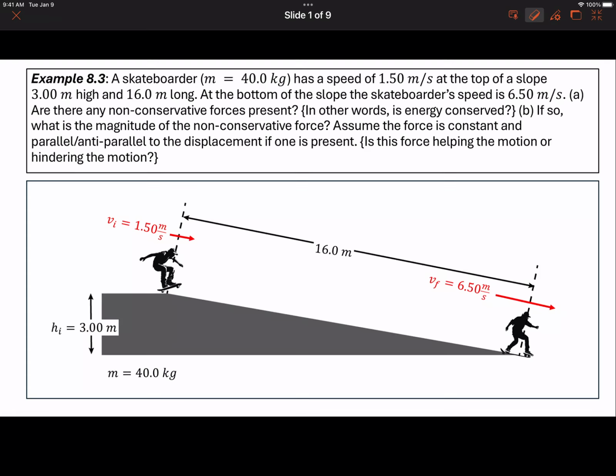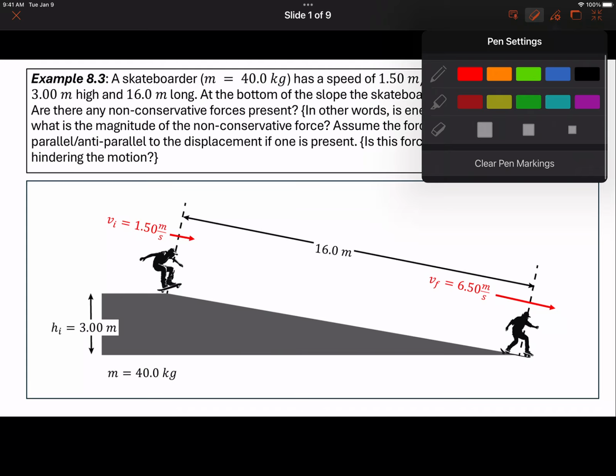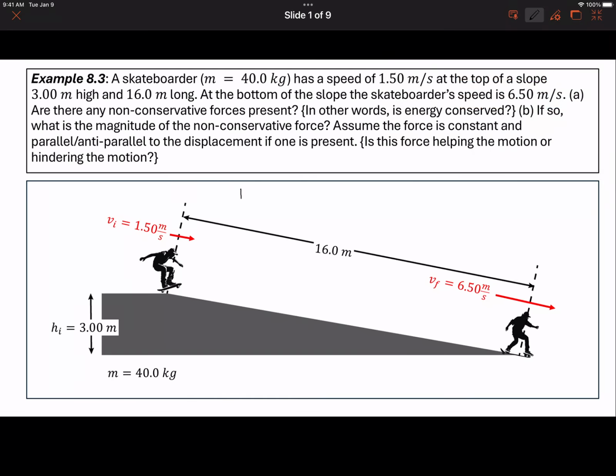And the question is asking, are there any non-conservative forces present? And so in order to test this, we basically need to see if energy is conserved. If energy is conserved, then there are no non-conservative forces. But if there is a change in the energy between the top and the bottom, then there must be some non-conservative forces present.